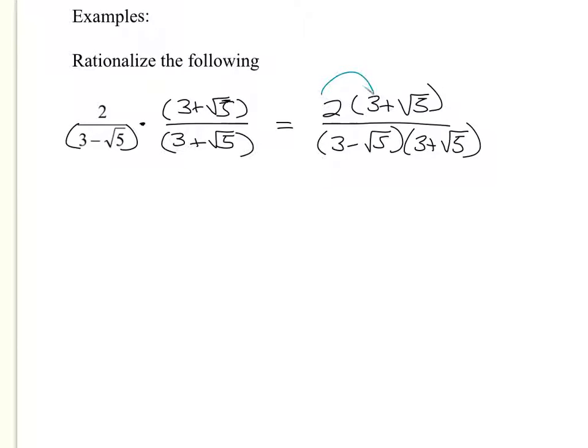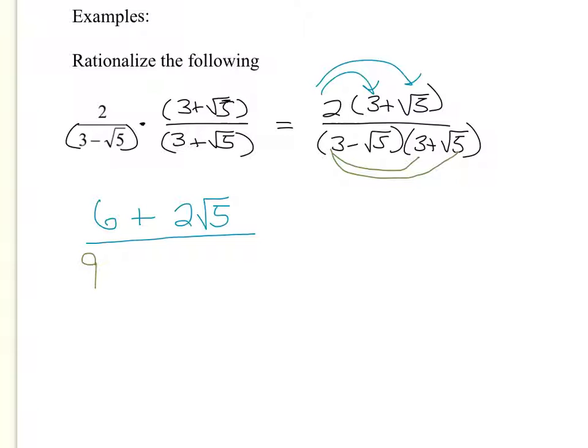So the top I'll distribute the 2. So 2 times 3 is 6. 2 times radical 5 is 2 radical 5. That one's not too bad. The bottom here I'll have to FOIL. So 3 times 3 is 9. And hopefully I'll eventually get rid of all the roots because I don't want any radicals on the bottom.